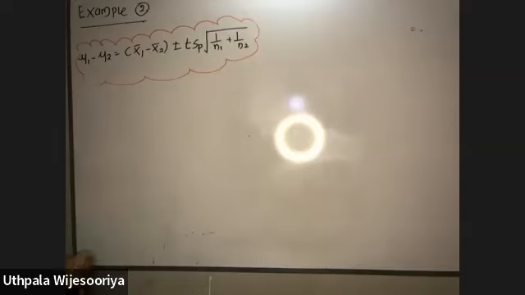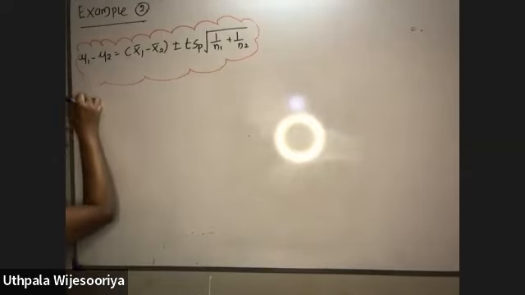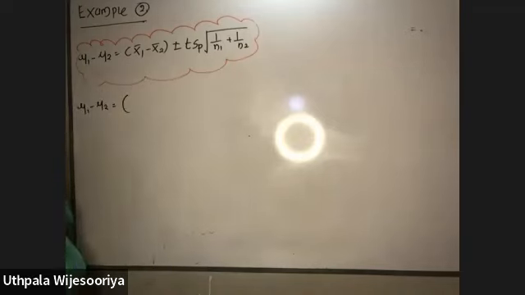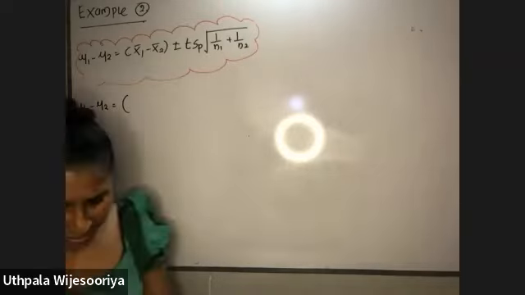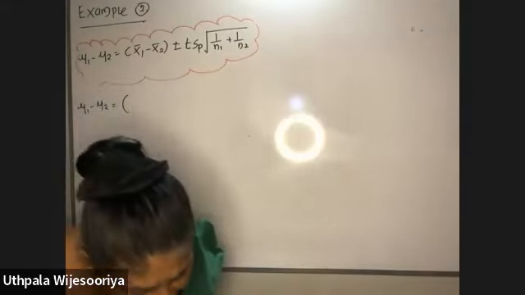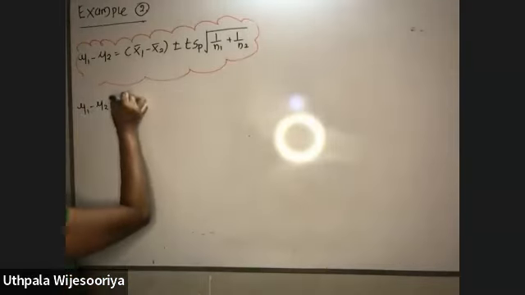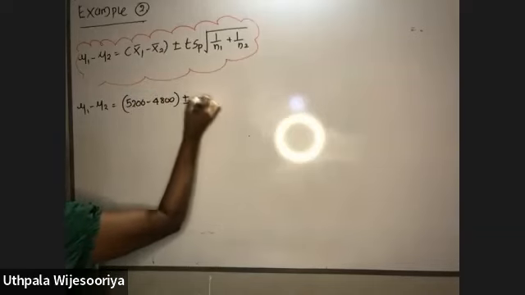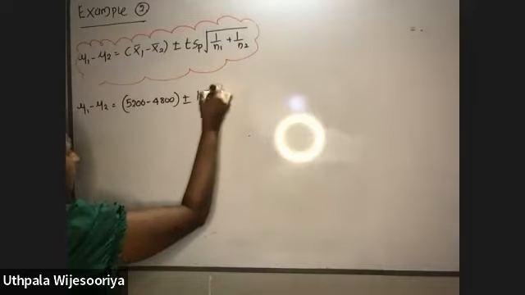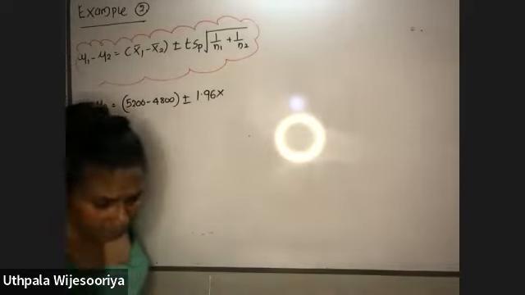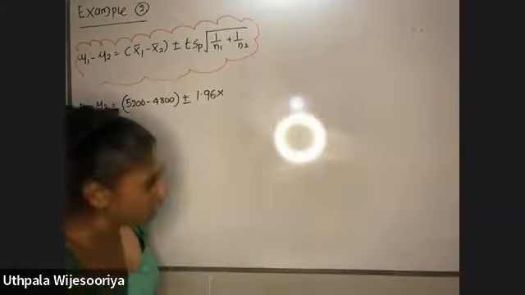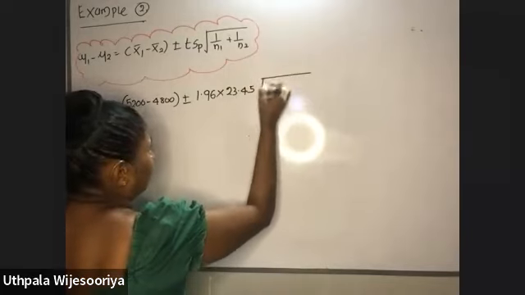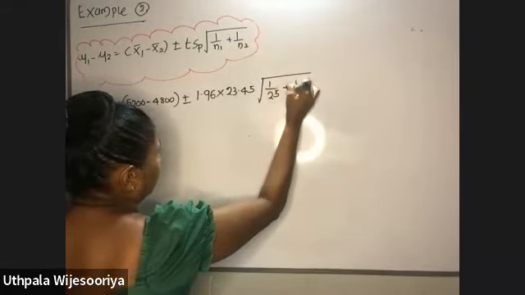Mu1 minus mu2 is equal to x bar 1 minus x bar 2, 5,200 minus 4,800, plus or minus 1.96. What is your pooled variance? 23.45. 23.45 square root, 1 over 25 plus 1 over 25.